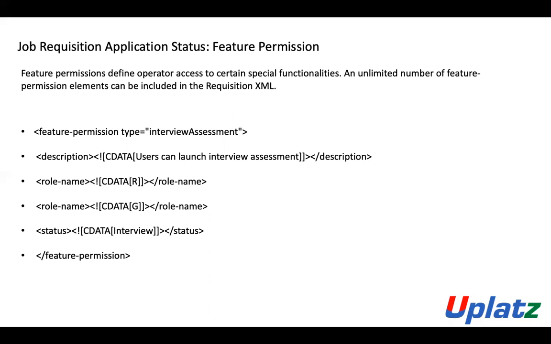So you can see that the feature permission type they have just defined as an interview assessment. Under the interview assessment, what's the description of it? User can launch the interview assessment, and what role is going to perform, recruiter as well as a generic hiring manager. So status can be interview. They will have only the interview status, and this is going to be the feature permission.